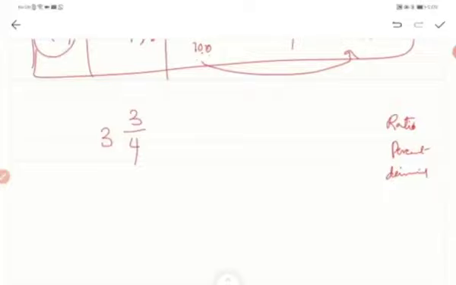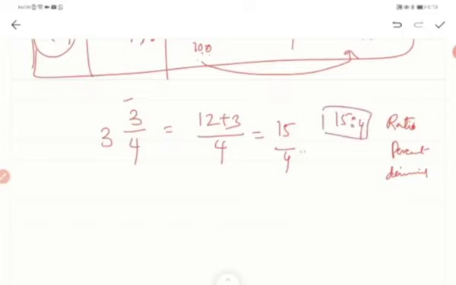Okay, so I have 3 by 4. First of all, I need to convert this into an improper fraction. This is 4 3s are 12, 12 plus 3 divided by 4, right? So how much is it? 15 by 4. So if I want to represent it in the form of a ratio, it is just 15 is to 4, isn't it? Now, if I want to convert this ratio into a percentage, 3 by 4 is what? It is 15 by 4.